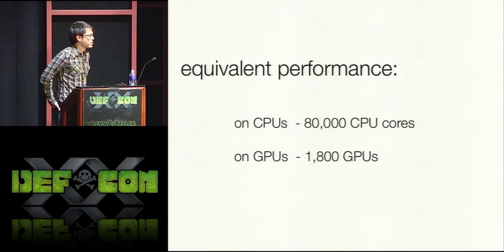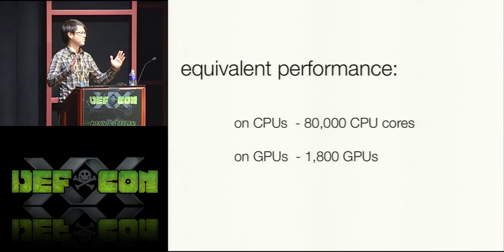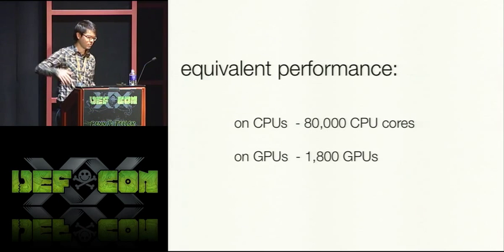If you look at equivalent performance, we pulled up some benchmarks on CPUs and GPUs. On CPUs, to do it in under 24 hours, it would take about 80,000 CPU cores, or on GPUs, about 1,800 of them. So just for an idea of scale, a 4U machine versus a data center full of GPUs or CPUs.